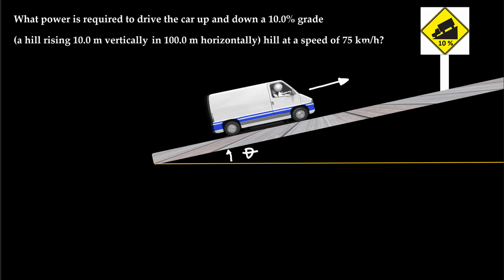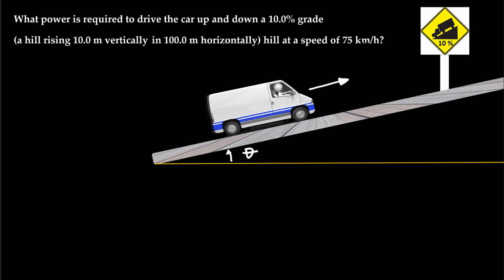Now this is a continuation of the previous problem. In this case we have the same car of 2300 kilograms ascending a hill, a 10% grade hill. What does that mean? It means that the hill is rising 10 meters vertically when it moves 100 meters horizontally. It will help us to calculate the angle or the inclination of the hill.